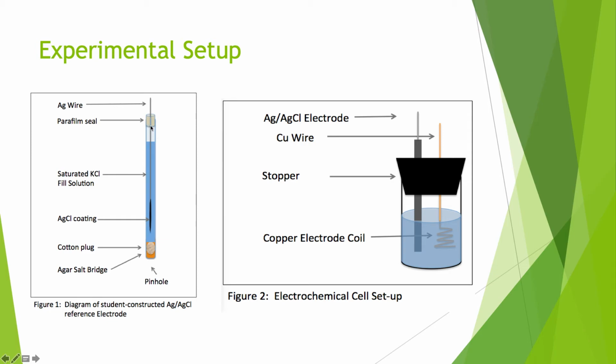Parafilm is almost like sticky wax paper that stretches a lot. You can just take the parafilm and wrap it around the top up here so that you can hold the wire in place. And that way you just need to make sure the silver wire is submerged in the KCl solution that you're going to add to this glass tube.